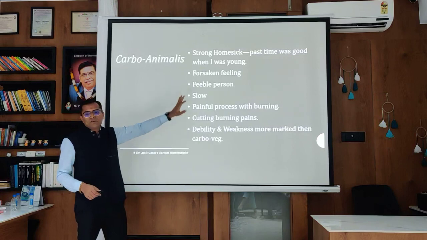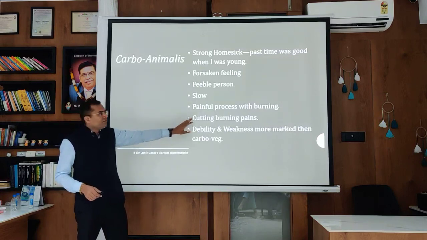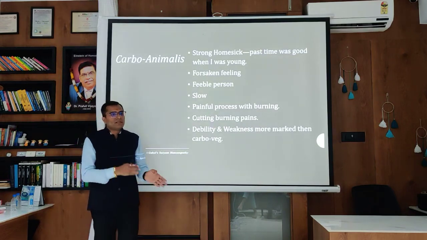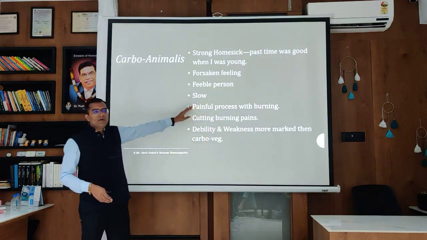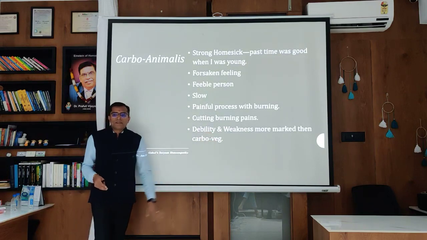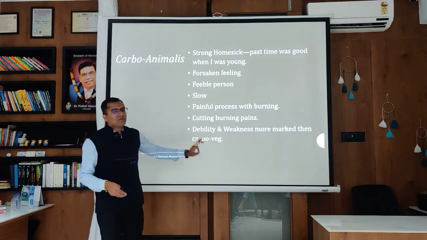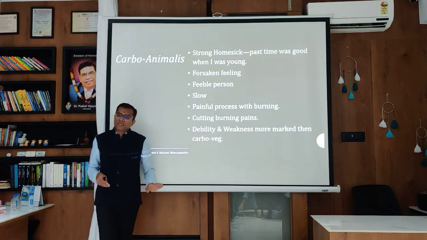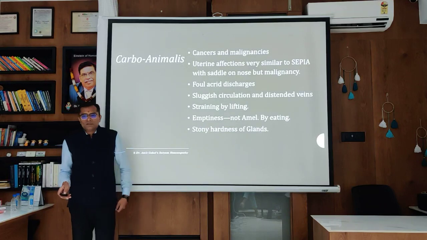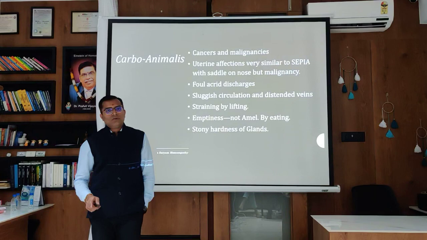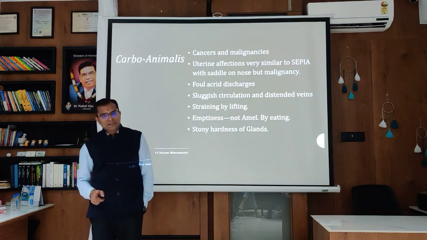The person is very feeble, with a slow, painful process with burning. So burning is an indication of CARBO ANIMALIS. When you think of cancer plus carbon, you can choose CARBO ANIMALIS. Cutting, burning pains, very important, the burning pain is a characteristic of CARBO ANIMALIS, and more marked weakness than CARBO-VEG. So there is more weakness in CARBO ANIMALIS. When you find cancers and malignancy plus carbon characteristics, you can directly think of CARBO ANIMALIS.